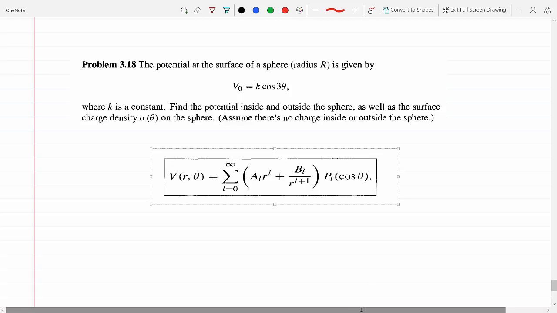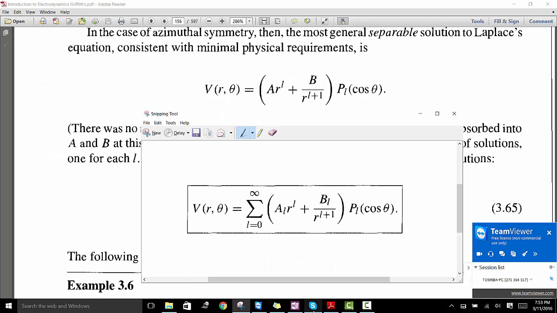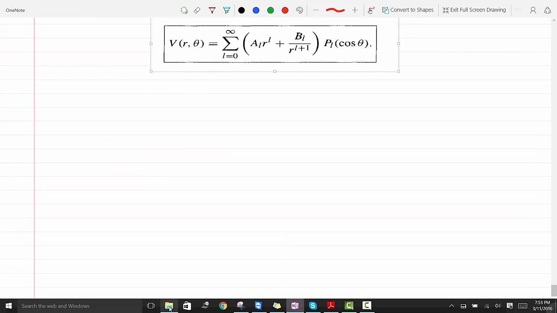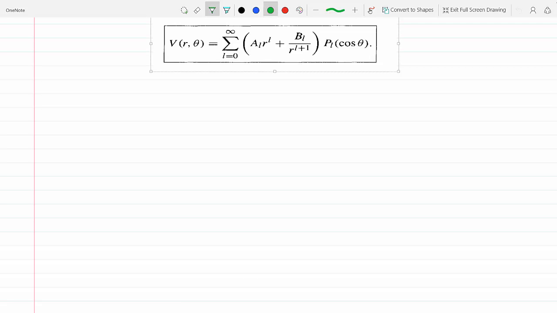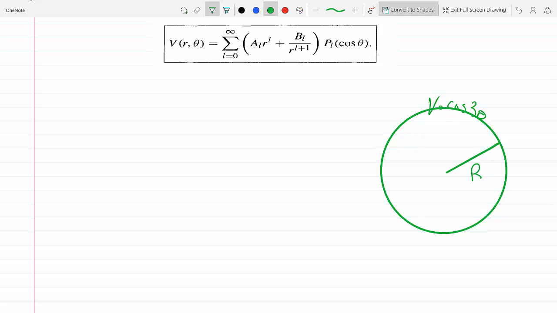Why don't we begin? Let me show you how to go about doing this. It's very simple. It's just thinking critically. Let's begin inside the sphere. So we have a sphere of radius R, and we have a surface charge density on it, V0 cosine 3 theta.